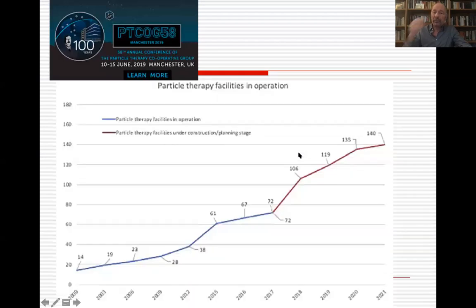As a consequence of this, here is a slide that I got from the PTCOG, which is the cooperative group of all the particle therapy centers in the world. The increase of the particle centers is really amazing. You see that in 2000, there were 14 centers. In 2021, we expect 140 new centers. So you see that it's like a 10 times increase between 2000 and 2021. So it's all in only 20 years.